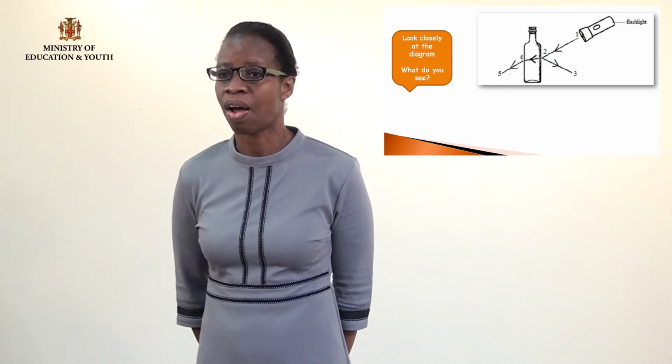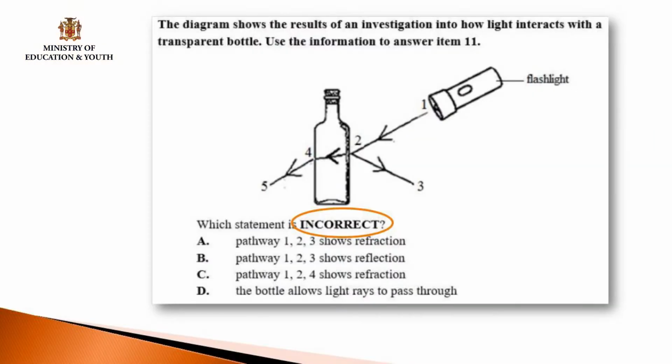So let's go back to the question. So the question says, which statement is incorrect? So we're looking at the pathway of the light. So when it travels from 1, 2, and 3, what process is happening there? We could say that the light is being reflected, right? Good. And if we traveled from 1, 2, and 4, right, we could say that the ray is being bent, so it is refracted. So which statement is incorrect? Is it that pathway 1, 2, and 4 shows refraction? Is that incorrect? No, that is actually correct.